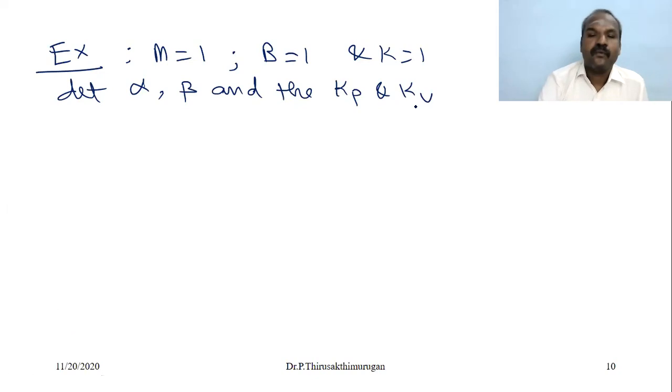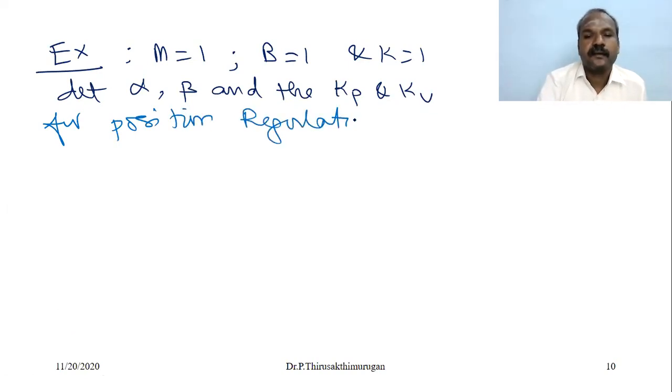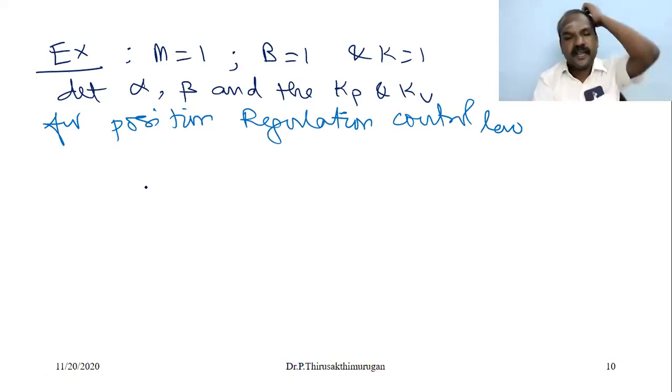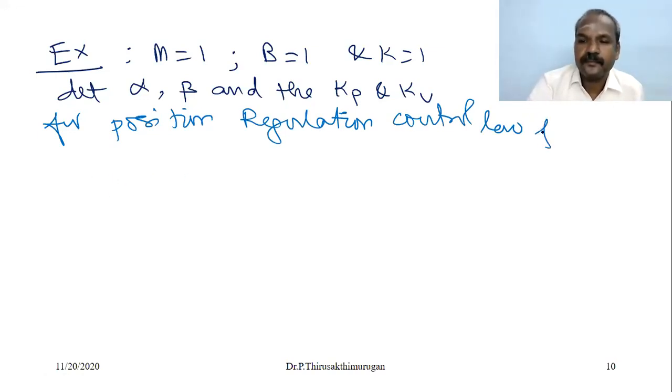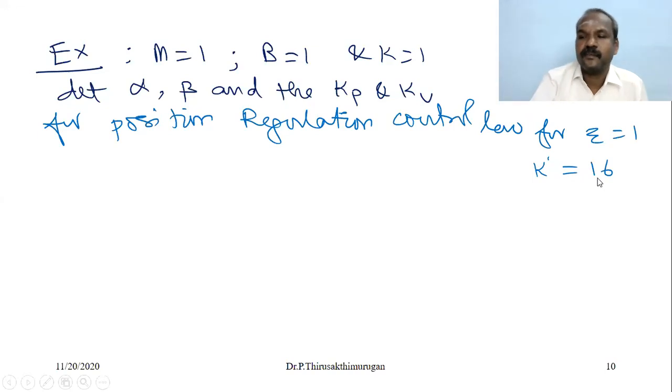Kp and Kv for a position regulation control law, which results in a critically damped system for zeta equal to 1 and closed loop k dash equal to 16. This is similar to the previous problem. So what is the solution?